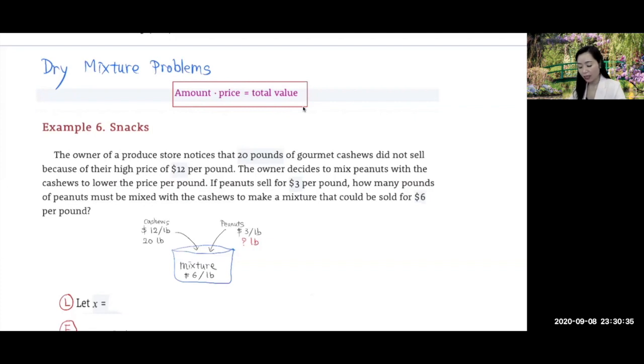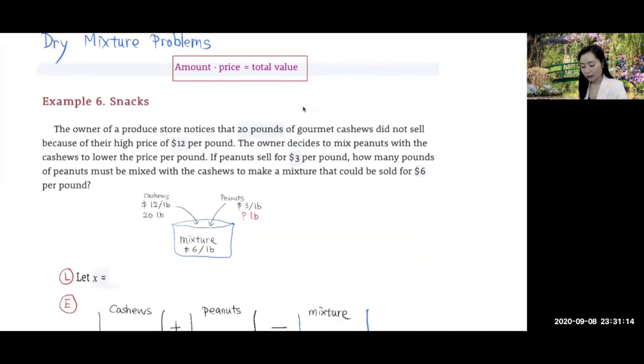Or think about that if you order in McDonald's, each hamburger maybe costs $3. And you're buying 3 hamburgers, so the amount will be 3. Then 3 times the price for each hamburger will give you the total value that you spent, right? So amount times the unit price will give you the total value for the whole purchase, and that will equal the total value here.